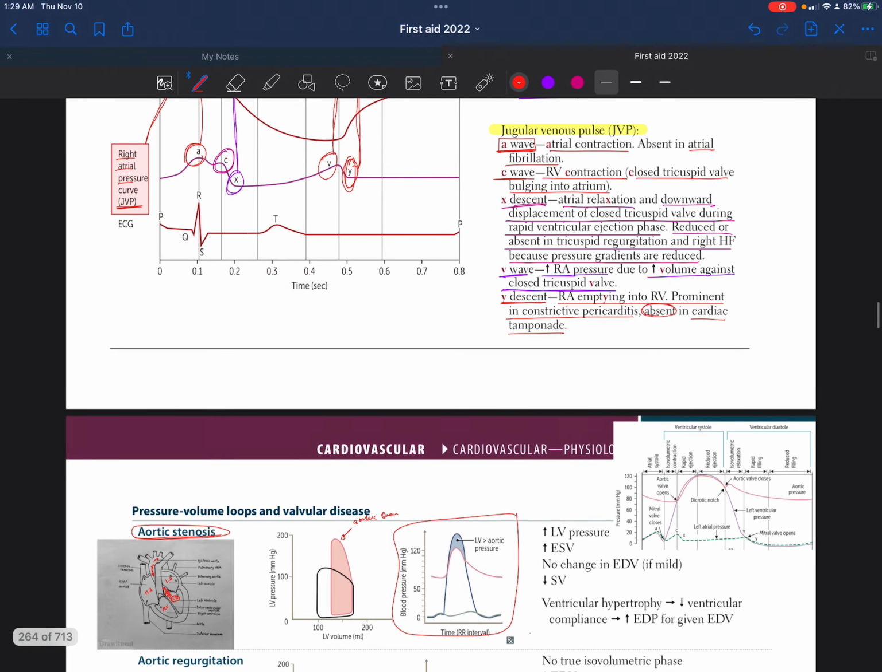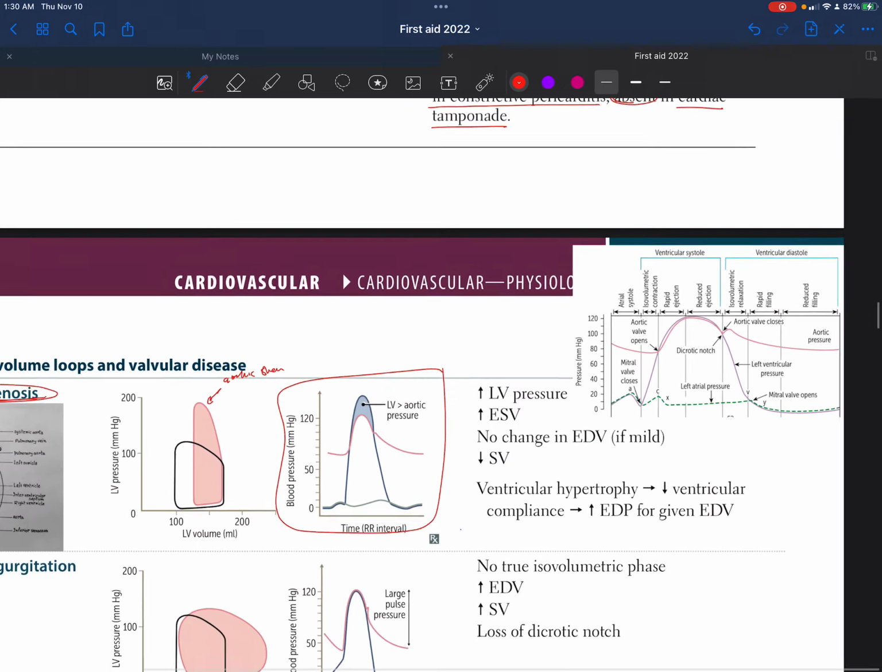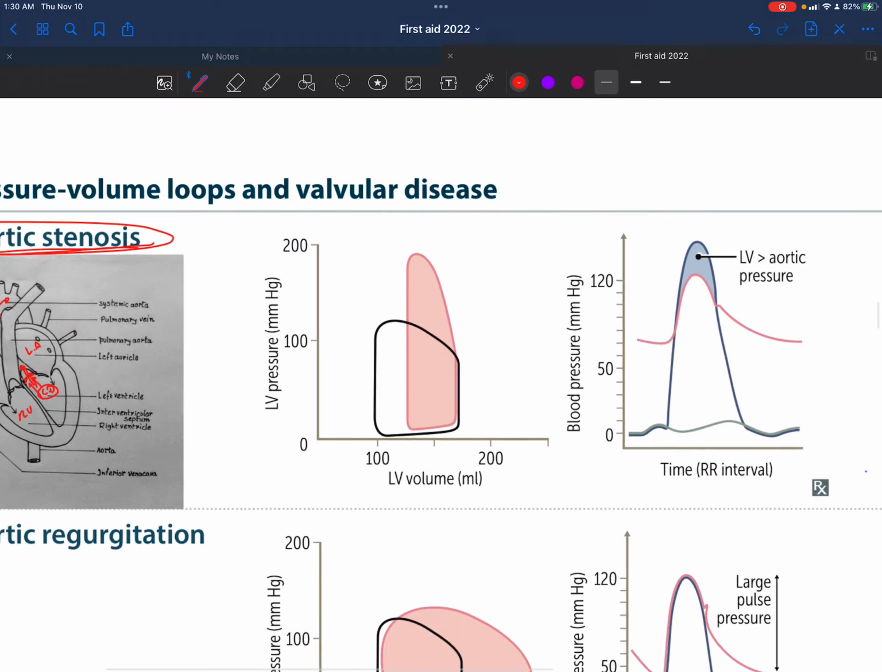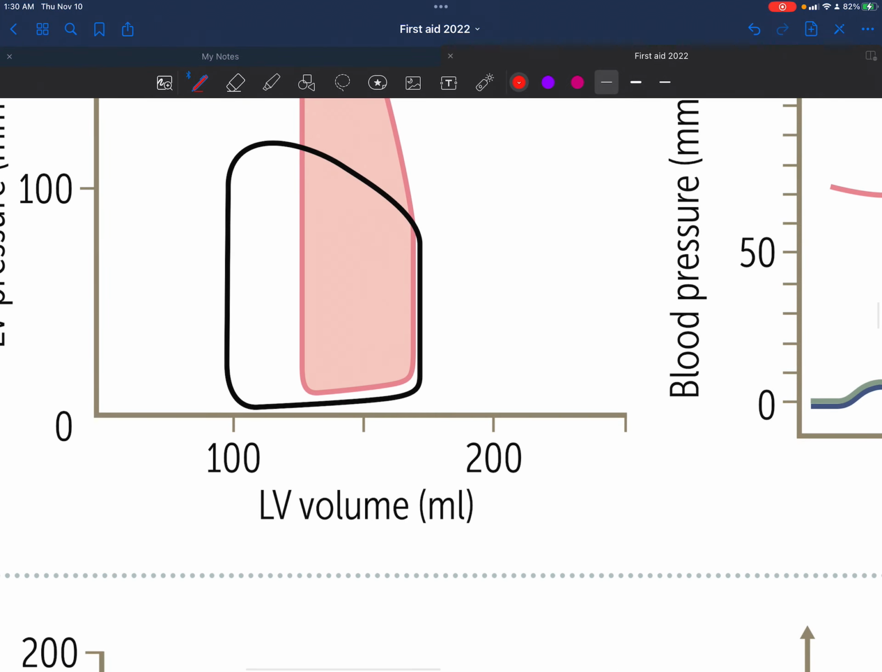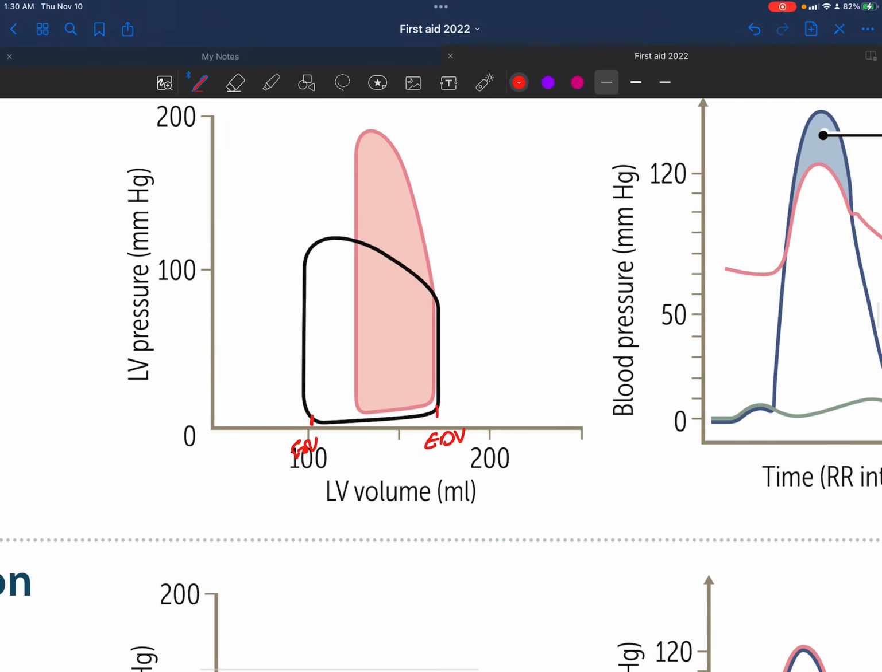Okay, so I just copied it and put it in here to make it a little bit easier without going up and down. So for the first graph, let's remember the normal. The normal had an end diastolic volume over here, and an end systolic volume over here. So what was happening here was the filling of the left ventricle. That was during diastole.